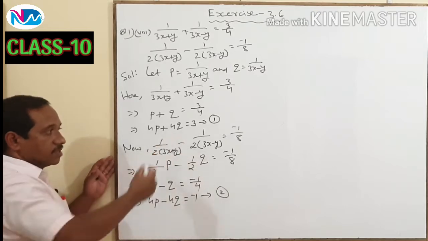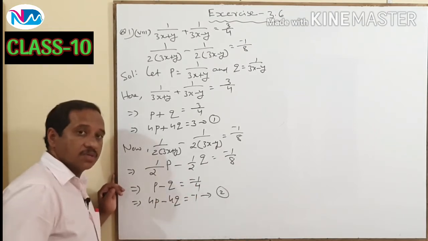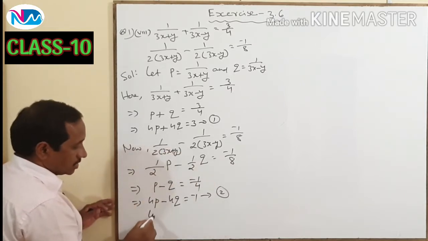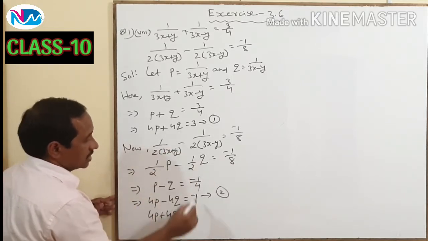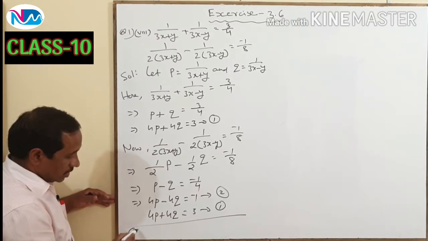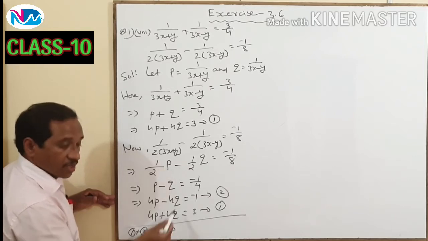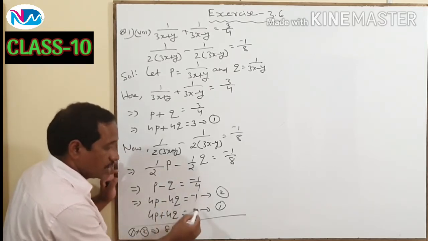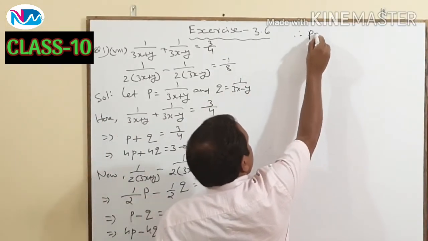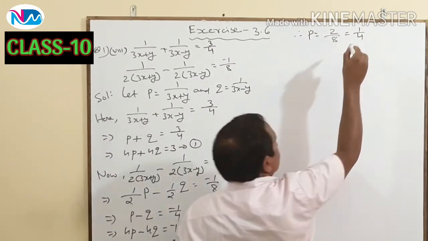Equation number 1 is 4p plus 4q is equal to 3. Equation number 2 is 4p minus 4q is equal to minus 1. Here we are going to solve the two equations by eliminating the variable q. I write the first equation, 4p plus 4q is equal to 3. To eliminate q, I have to add equation 1 and equation 2. 4p plus 4p is 8p. Minus 4q plus 4q will be cancelled. Minus 1 plus 3 is equal to 2. Therefore, we get p is equal to 2 by 8, and it is equal to 1 by 4.